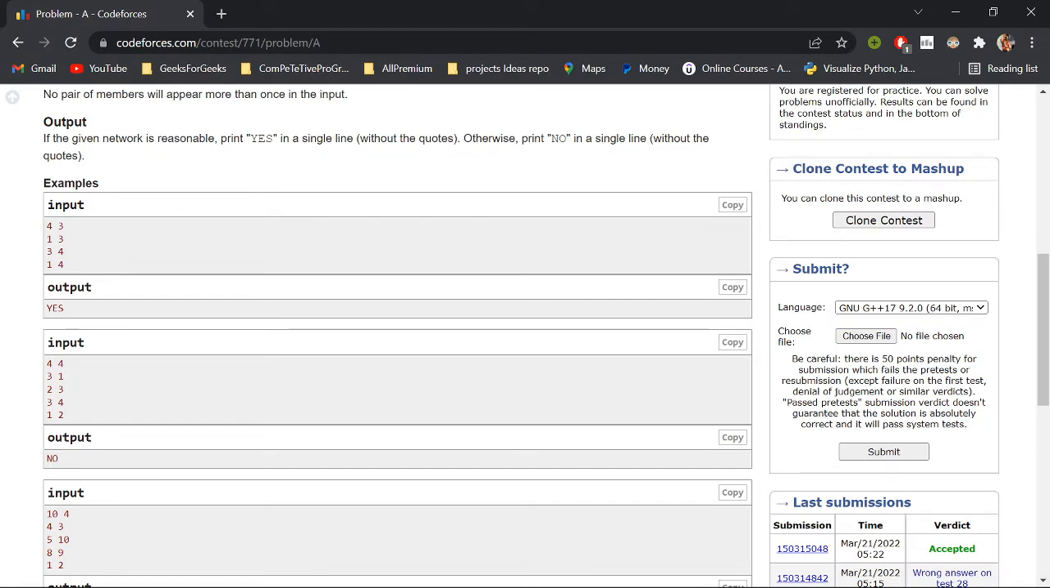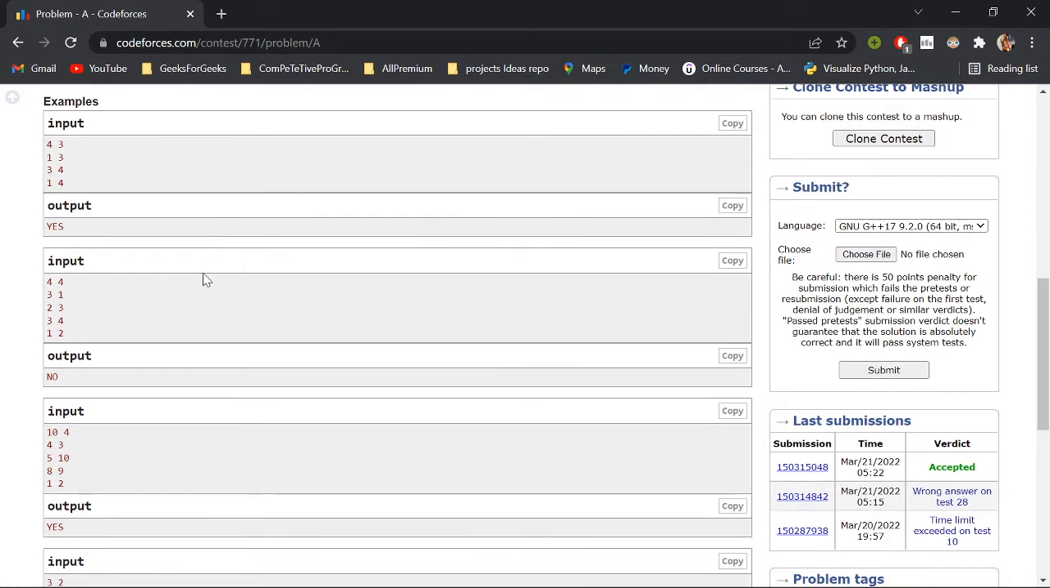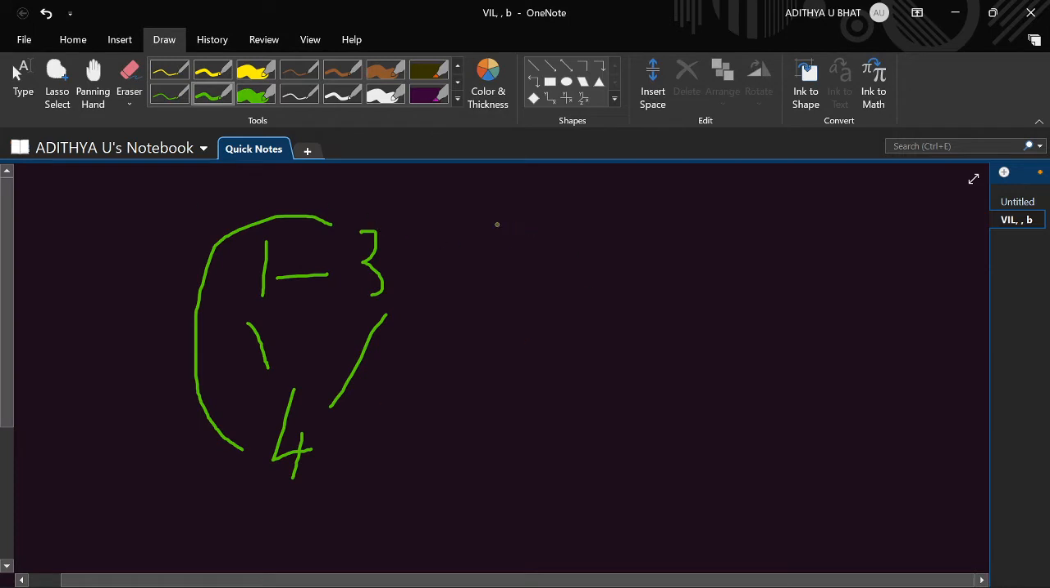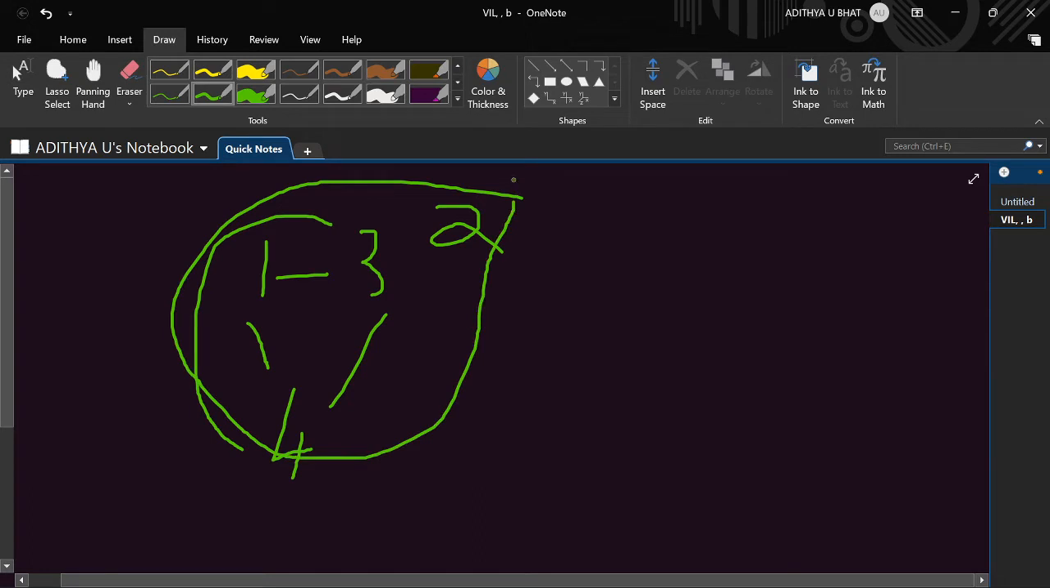Now let us look at the second test case. There are four friends again, and there are four connections between them. Let us look into it. 3 is connected to 1, 2 is connected to 3. Here in this first example test case, 2 is alone.